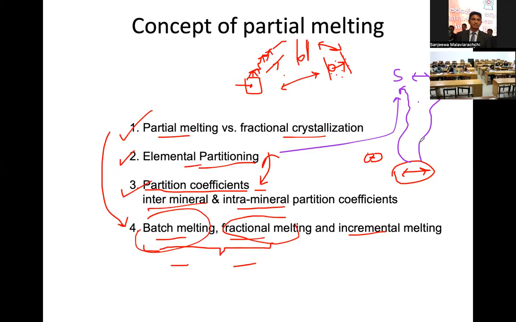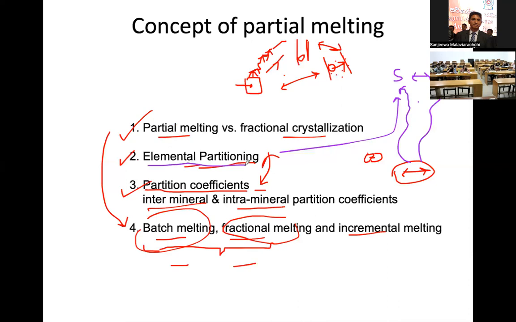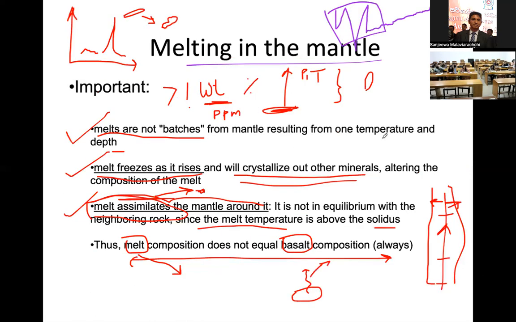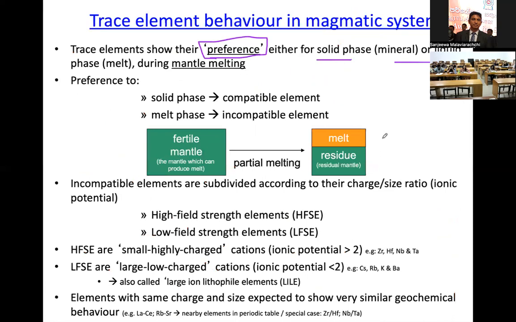So for that, this partitioning is important. For that purpose, we have to consider their preference based on a calculated property called the partition coefficient. We will come into that later, the partition coefficients. But just remember this preference. This preference means whether they partition easily into the solid or partition easily into the liquid. So, melt or solid during the melting.